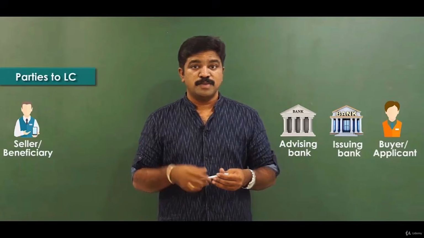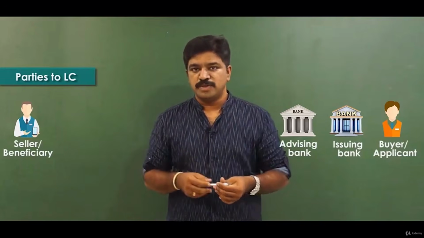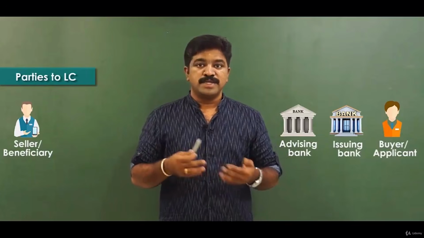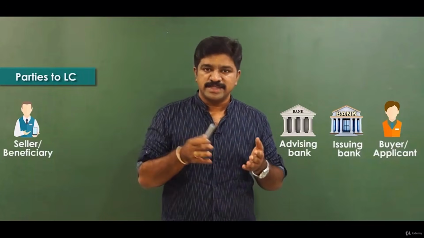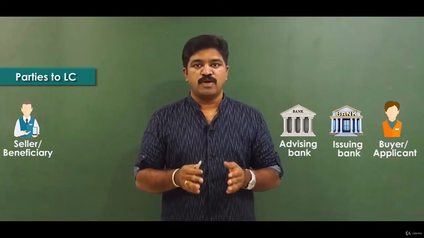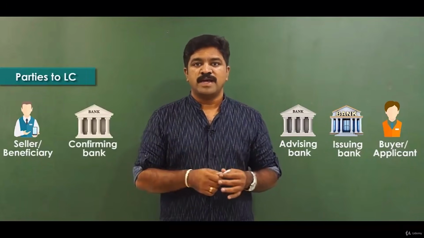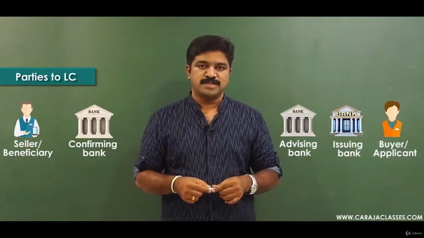And sometimes seller may be in a dominating position, or seller may not believe the LC issued by the issuing bank of the buyer. Seller may stipulate a condition saying that LC got to be confirmed by bank in his location. So another bank may also come into picture. We call that bank as a confirming bank, and it's through these banks the entire LC process revolves.